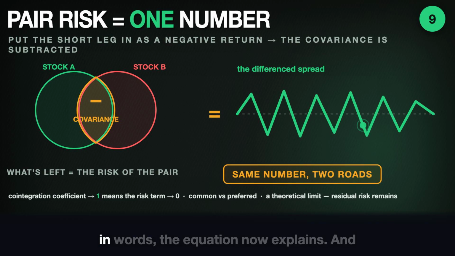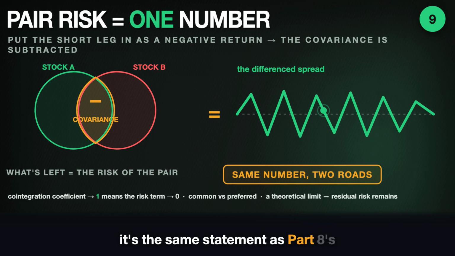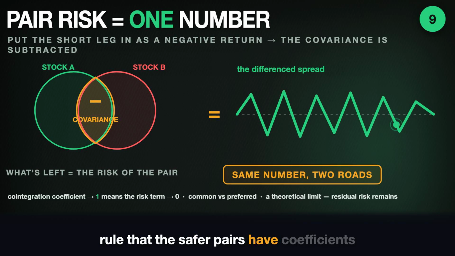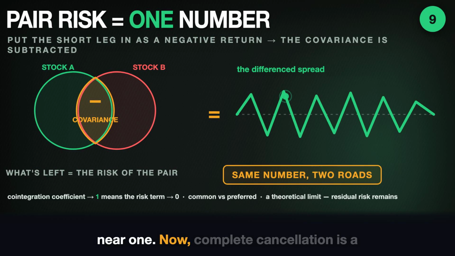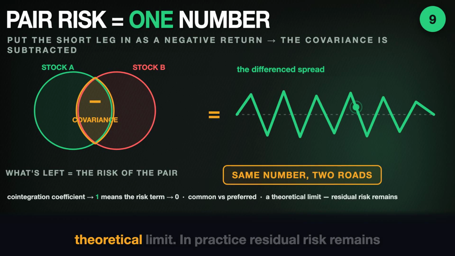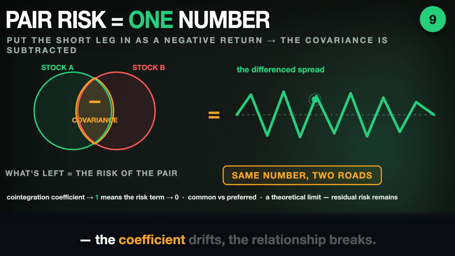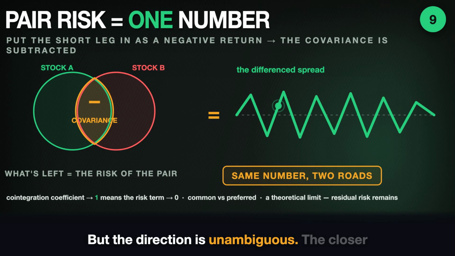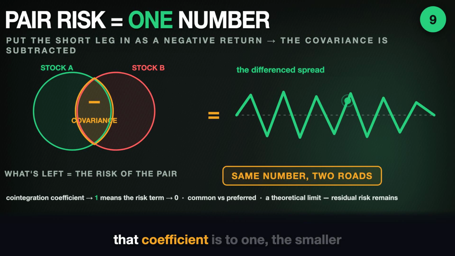What we asserted in words, the equation now explains. And it's the same statement as Part 8's rule that the safer pairs have coefficients near 1. Now, complete cancellation is a theoretical limit. In practice, residual risk remains. The coefficient drifts, the relationship breaks. But the direction is unambiguous. The closer that coefficient is to 1, the smaller your risk.